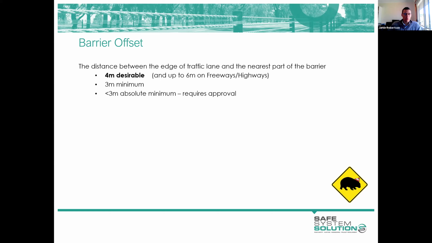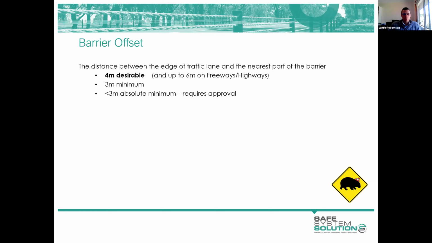Obviously, we do install barriers plenty of times at offsets less than 3 metres, and they're referred to as absolute minimum offsets, and typically do require approval. We can go down to as little as 0.6 or 1 metre in constrained locations. And it's not necessarily the end of the world to do that. It really does depend on your situation.